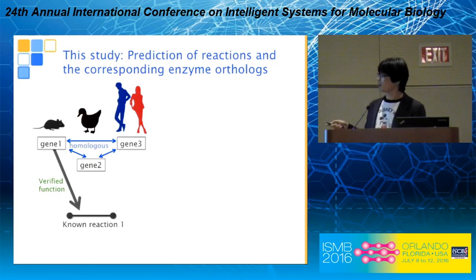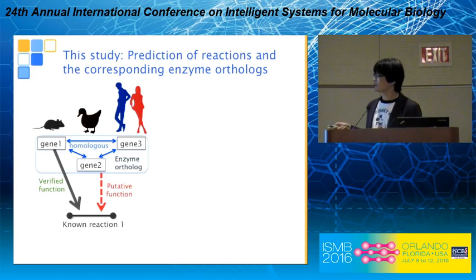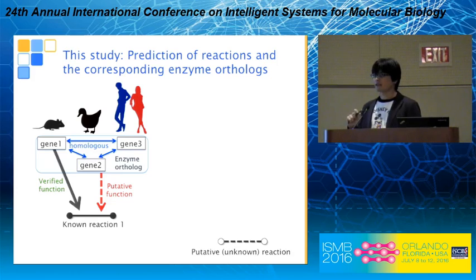We know that there are homologies between gene 1, 2, and 3. Then we can say that these genes form an enzyme ortholog. In such a case, we can predict that these enzyme orthologs have a putative function to catalyze this known reaction. This is a very basic strategy in bioinformatics, and we know that it is very powerful for genome annotation. But my interest is something a little bit different than that.